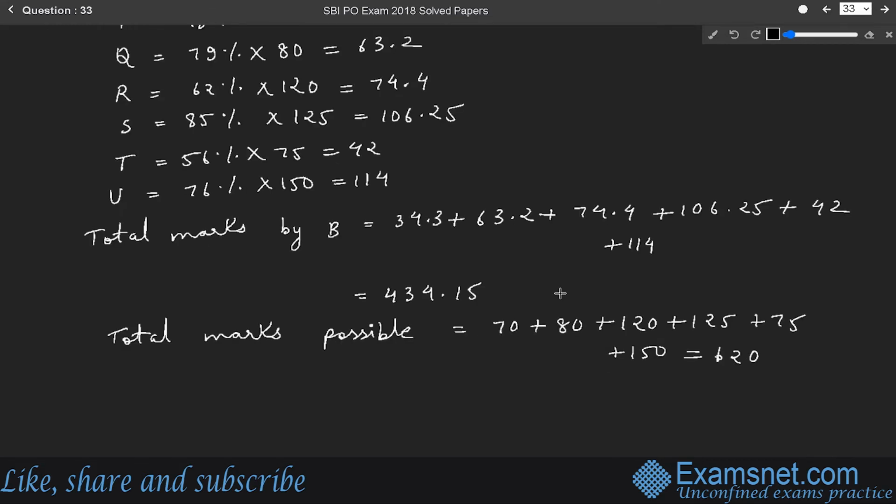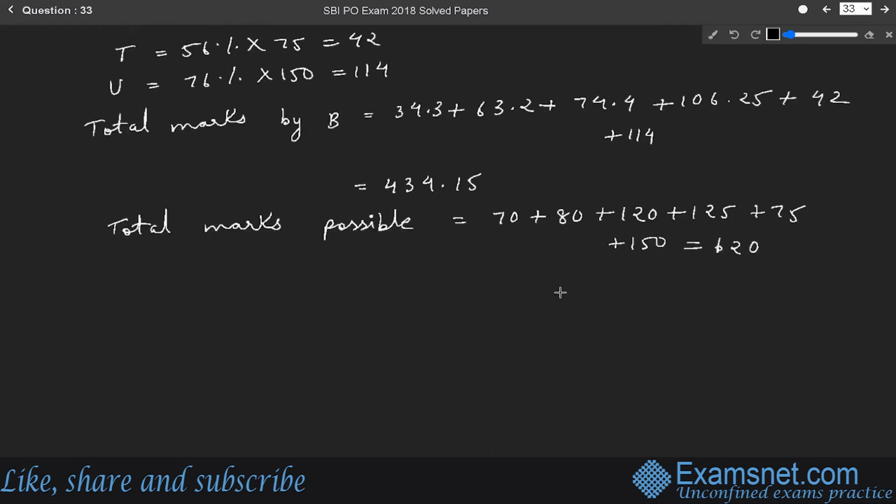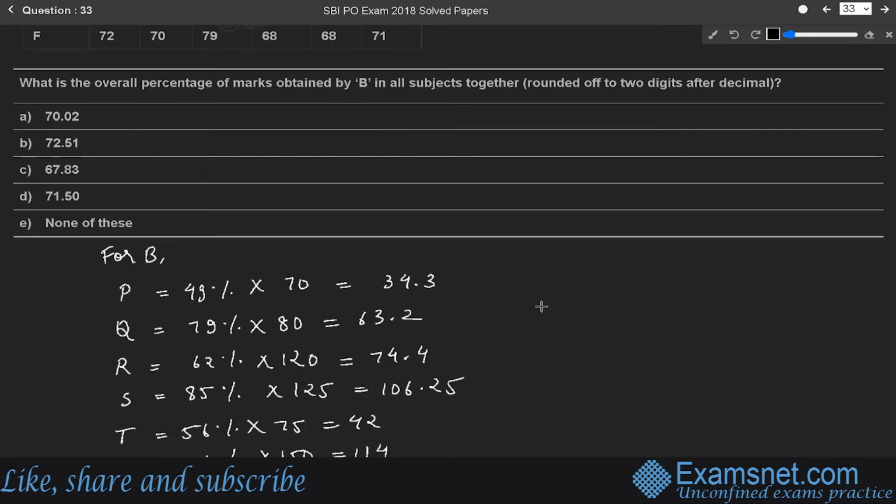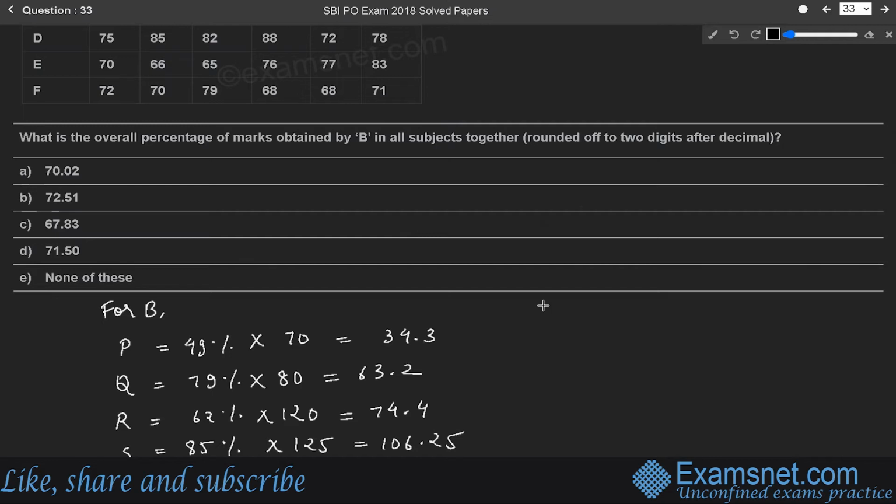Now we have to find the overall percentage. So the overall percentage will be equal to total marks obtained divided by total marks possible into 100. So it will be 434.15, which is total marks obtained by B, divided by total possible marks, which is 620, into 100. So this will be equal to 70.02% after rounding off to 2 decimals. So we can say that the correct option for this question is option number A, which is 70.02.